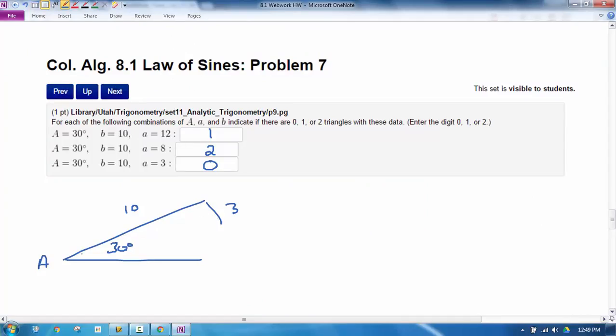So if I do this last one here, when I draw this, the side's not long enough to make a connection with the other side. So if you try to do the law of sines, for example, you'll get an error, which means there's 0 triangles that can be made with each side.